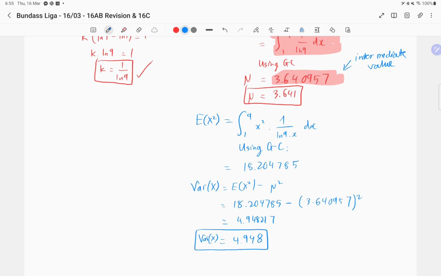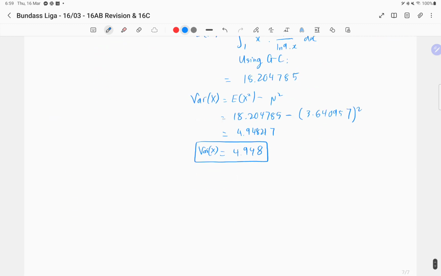Your rounded decimal place needs to be exactly as the answer. If you're off by 1 digit, you're not going to get the full marks if they ask specifically for 3 decimal places. All right, let's move on.